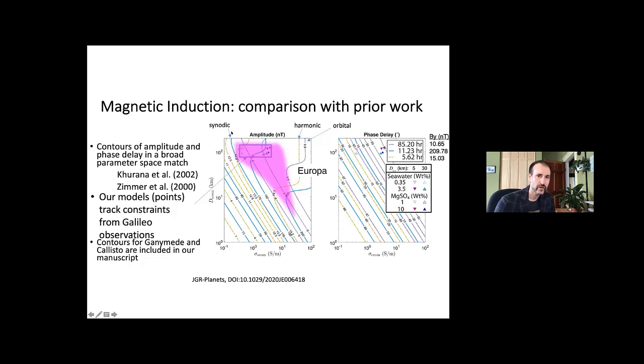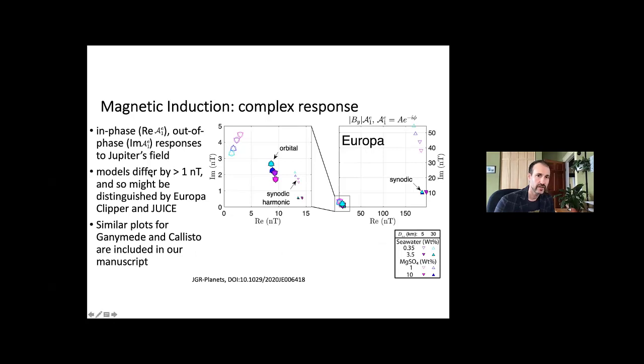And you can look at then what is the corresponding predicted magnetic induction from Jupiter's rotating field, the so-called synodic, and then also from Europa's eccentric orbit. And you can ask whether you get unique signatures that help you distinguish between these different models. And so we determined that if you arrive at Jupiter at different times, our different models will have much different magnetic induction signals.